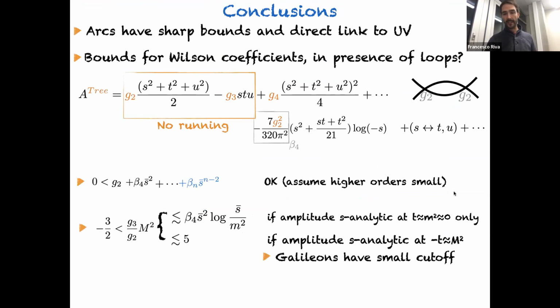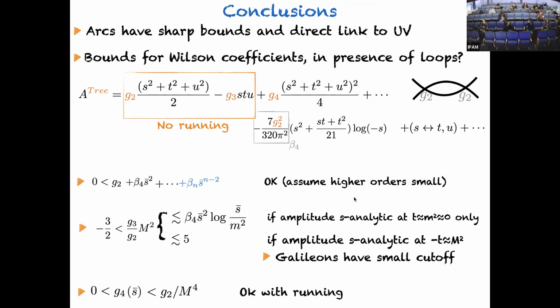So the conclusion is just the fact that while arcs have sharp bounds, Wilson coefficients do not. They change in the presence of loops. But when we look in particular at bounds of this G3 over G2, if we assume that the amplitude is analytic only around t = 0, then the bound disappears as m is sent to 0. Instead, if we are able to assume that it's analytic also for large negative t, the bound remains, and this idea of Galileons, they must have a small cutoff and a small region of validity. Okay, that's roughly it. Thank you.